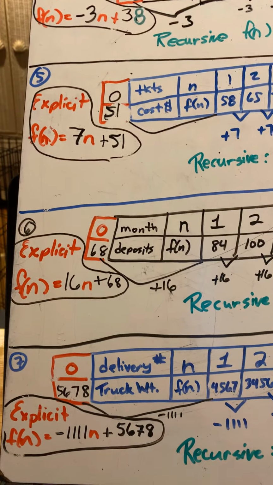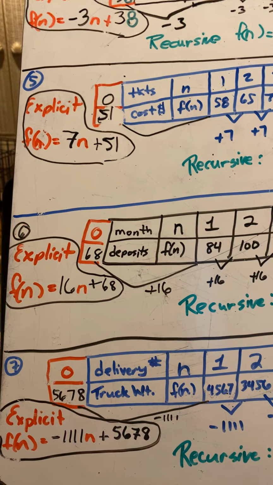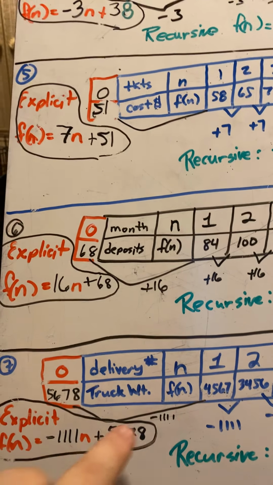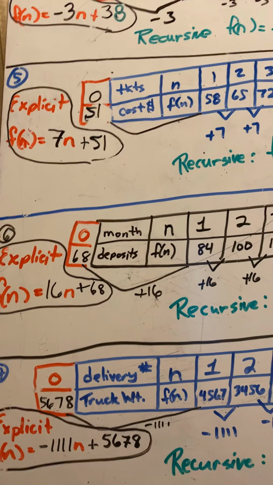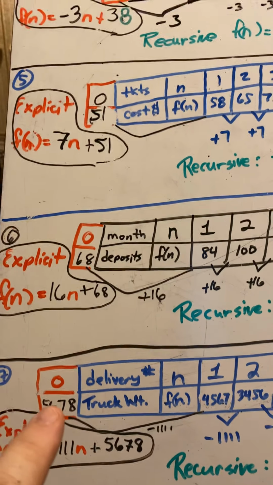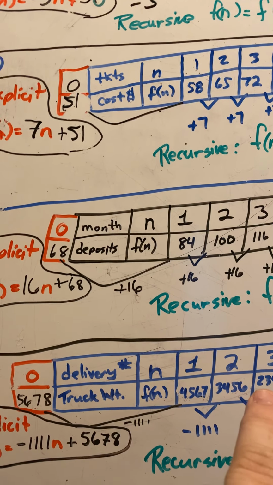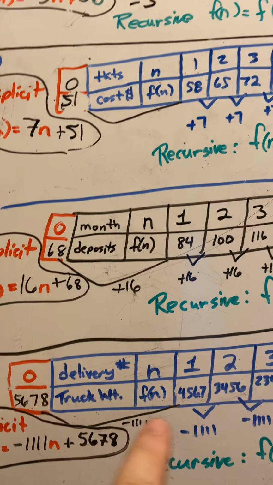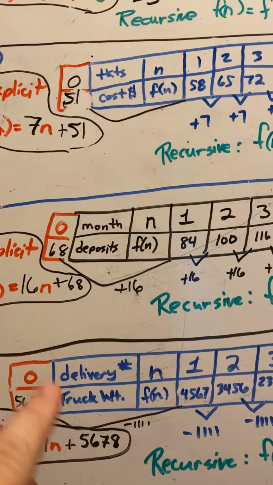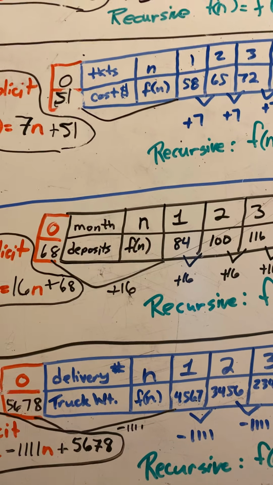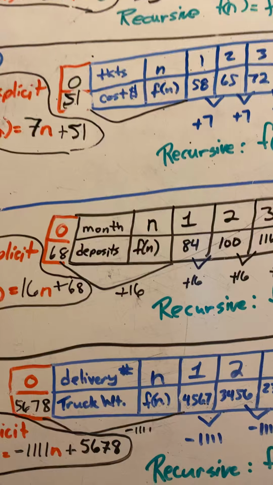3 more and we're done, guys. I'm trying to get this within 10 minutes. So f of n equals, my slope is negative 1,111 times n. And this number, if I'm subtracting 1,111 this way, I add the 1,111, and this is in fact right. And so that is our y-intercept of 5678.